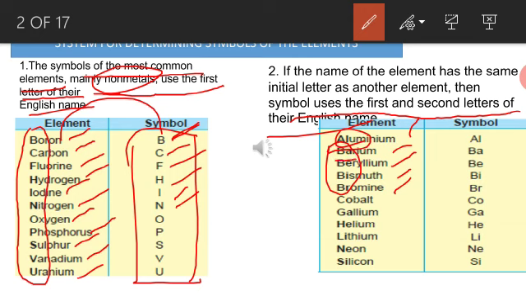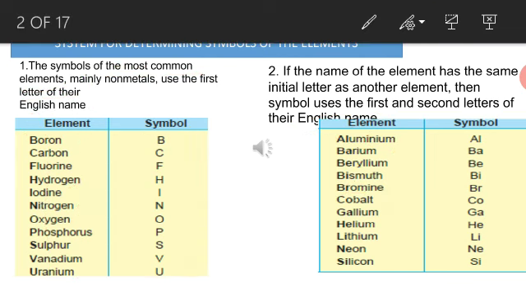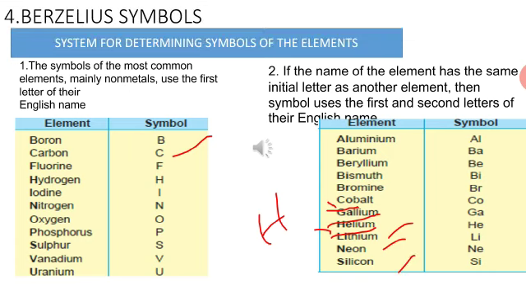Barium means Ba. Beryllium means Be. Bismuth means Bi. Bromine means Br. Like that we have to take. See, cobalt, Co. We have already given C to carbon, so we have to take Co for cobalt. Gallium, helium, hydrogen. H is already given to hydrogen, so we have to take He. Lithium, neon, silicon. We take two letters.